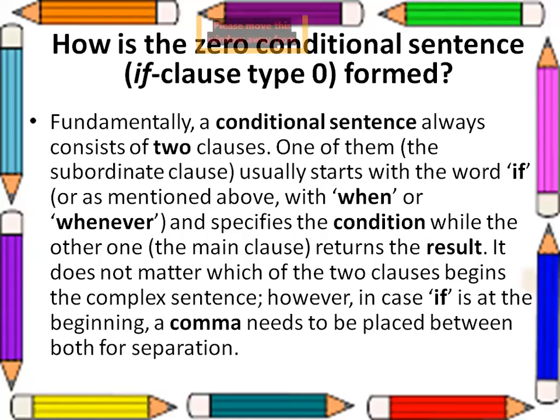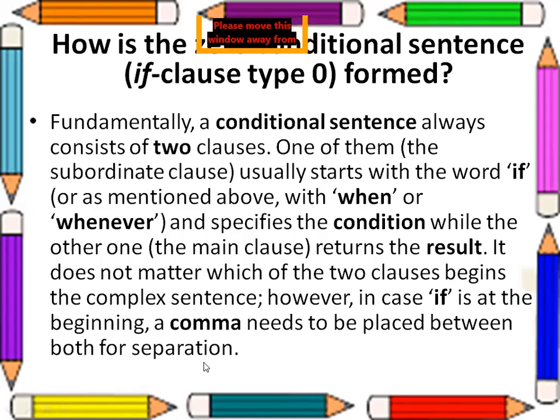ठीक है? और as mentioned above, with when और whenever, ठीक है, हम इसको when और whenever के साथ replace भी कर सकते हैं. And it specifies the condition, while the other one, the main clause, returns the result. Okay, if वाला clause, if subordinate clause is fulfilled, then only the result clause will be completed. अगर हमारा if वाला clause का work perform नहीं होगा, तब तक हमारा main clause भी perform नहीं होगा. It does not matter which of the two clauses begins the complex sentence. However, in case if is at the beginning, a comma needs to be placed between both for separation.